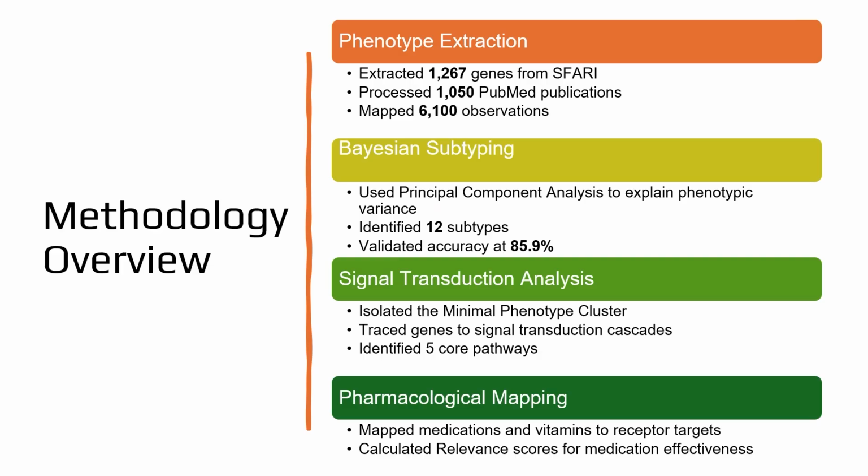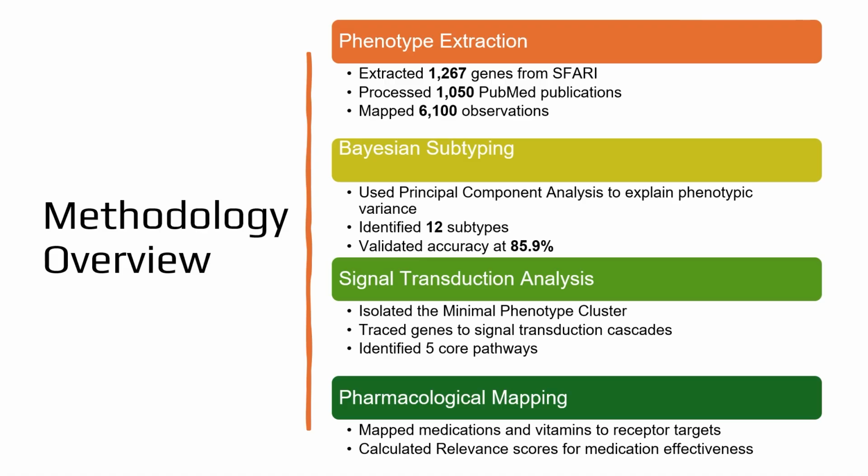My methodology involved 4 stages. Phenotype extraction, where 1,267 genes were extracted, 1,050 publications were processed, and 6,100 observations were mapped. Bayesian subtyping. This used principal component analysis to identify 12 subtypes with an 85.9% accuracy.